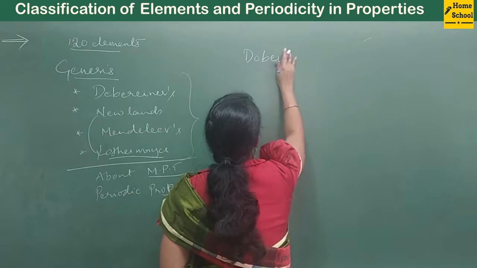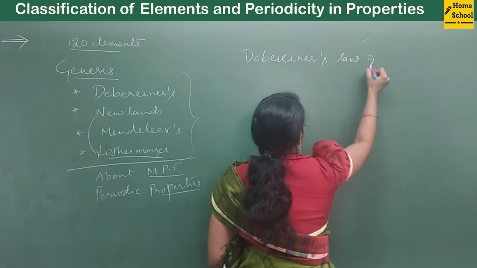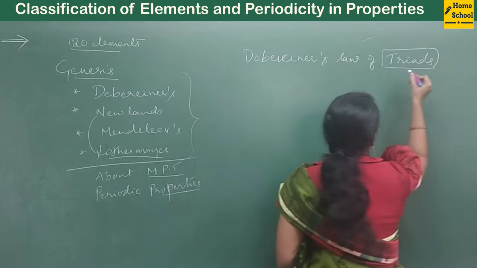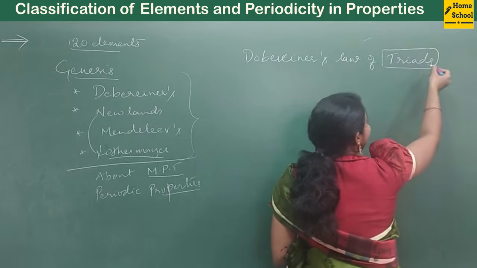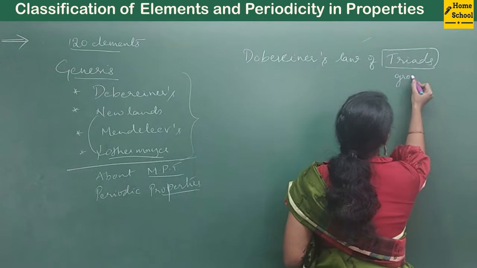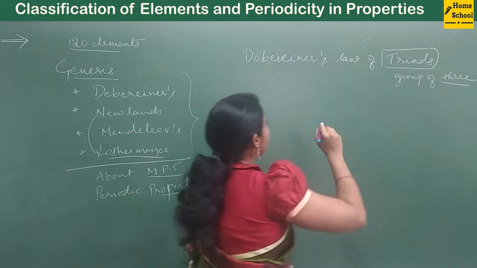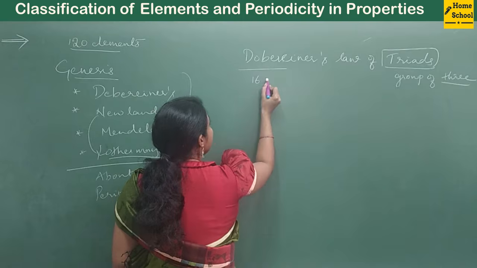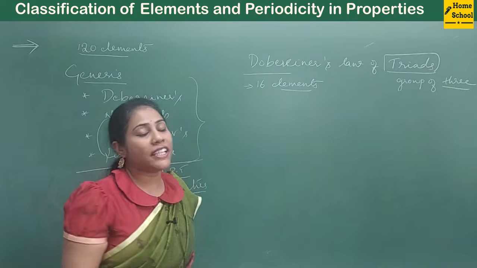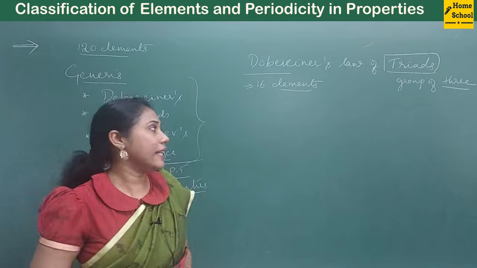Okay, Dobereiner's law of triads, we say. Okay, and you must understand the meaning of the word triad. Tri in the sense three. Ads, it means group. So triads is nothing but group of three. And during Dobereiner's time, almost around 16 elements were discovered. Out of 16 elements, Dobereiner could give arrangement for only a few elements. Actually, that was the greatest limitation of Dobereiner's triads.